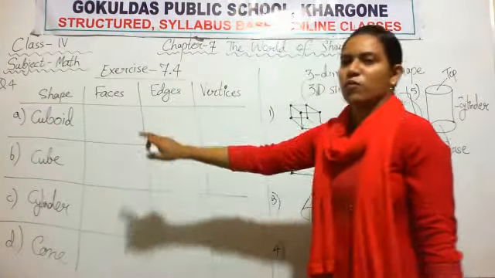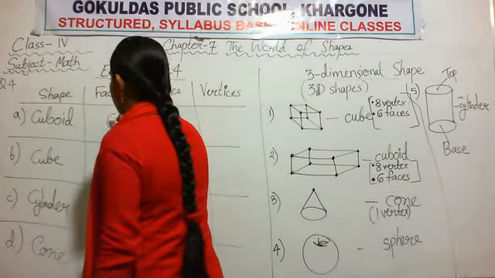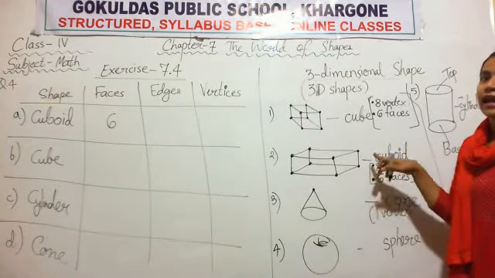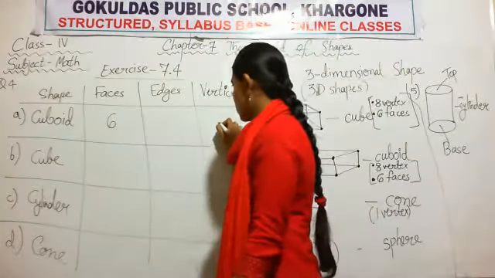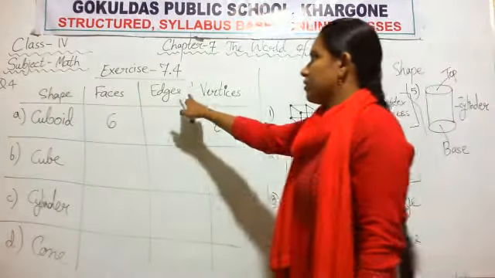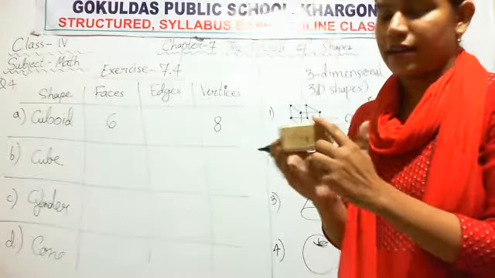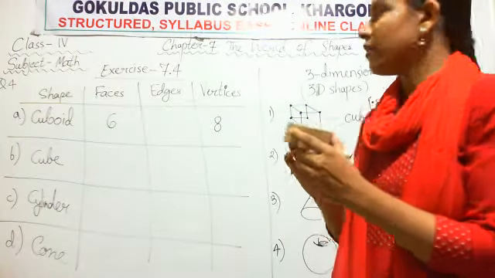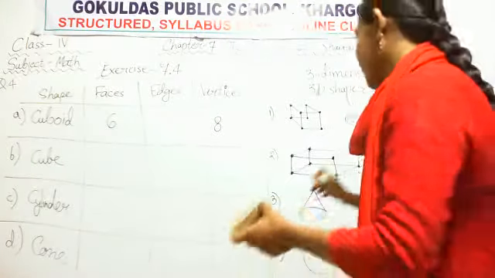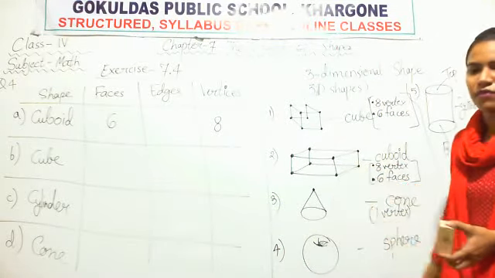Cuboid. Cuboid has how many faces? See here, cuboid has 6 faces. So we will write 6 here. How many vertices does it have? It has 8 vertices. So I am writing 8 here. Now what is edge? If I give you the Hindi meaning of edge, edge means kinar. So let us count how many edges or lines it has. Edge means line or kinar. Count the number of lines or edges in this cuboid.